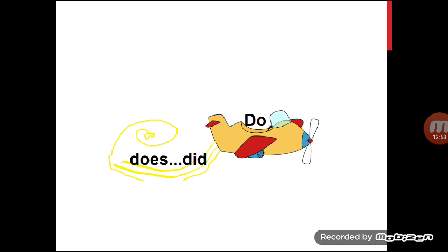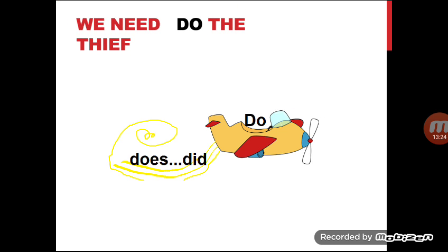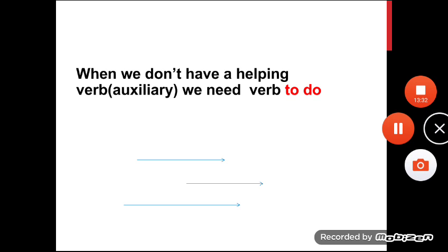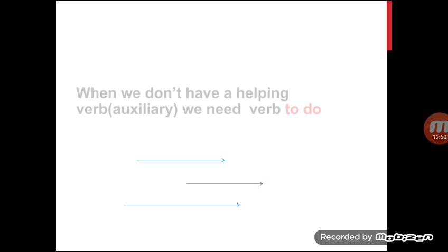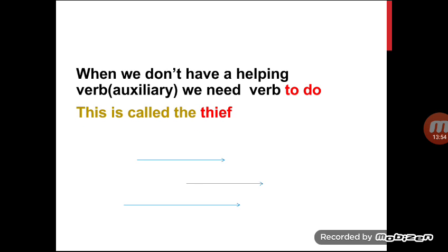All questions which don't have any auxiliary verb. Now, do and her friends does, did. This do is called the thief. You know what a thief is? A thief takes your things without you knowing, steals your things. Now, do the thief. So now, we don't have an auxiliary verb. What should we do? We need do, the verb to do. This do is a thief and it steals something. What is that?